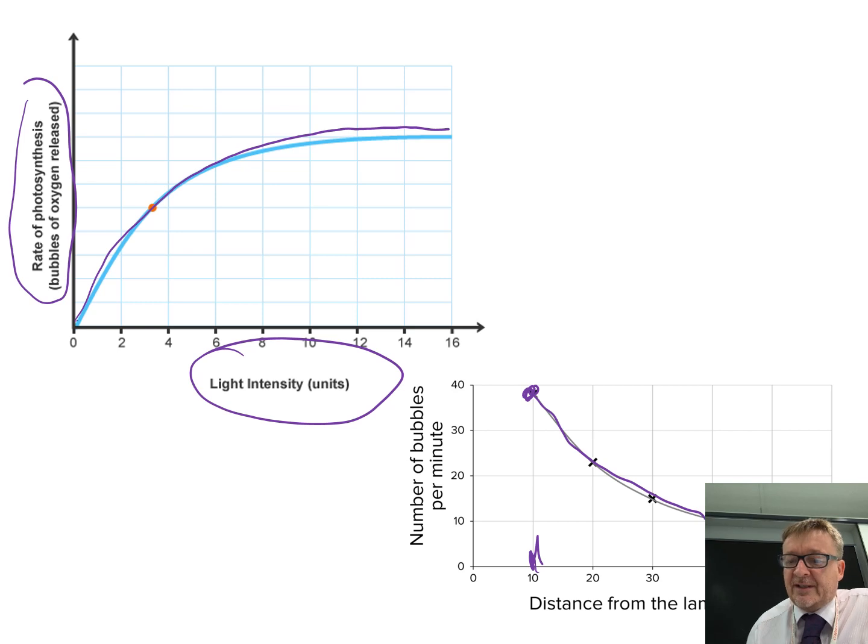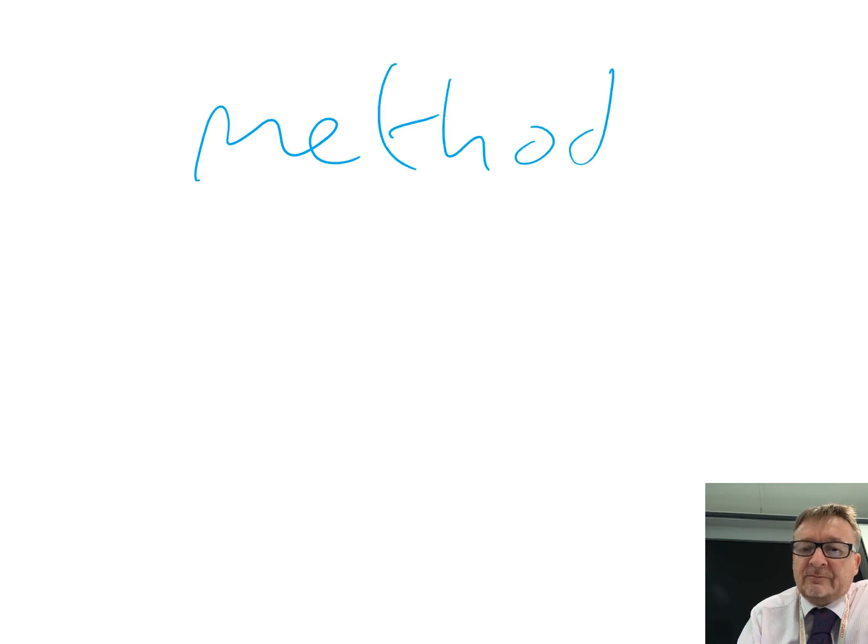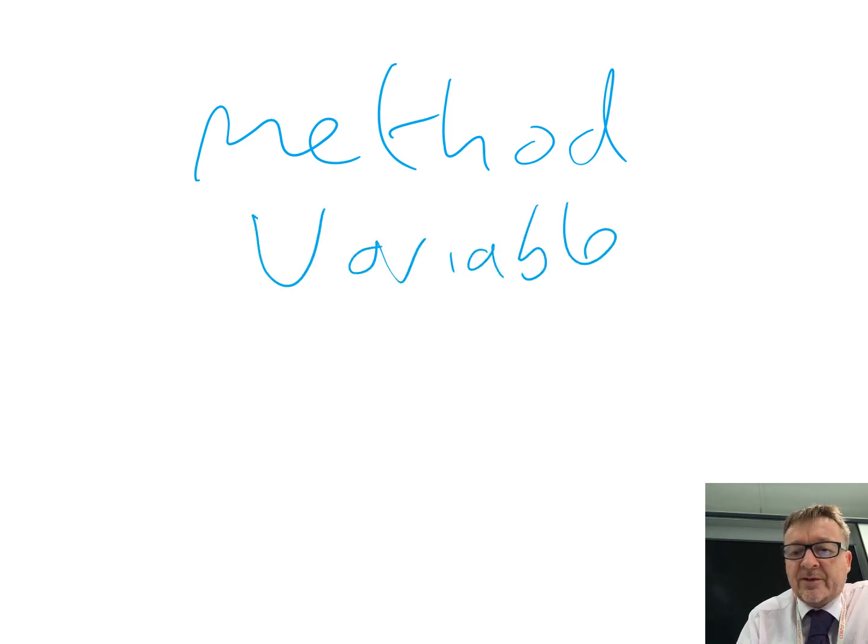Now, that practical, if we're being completely and utterly realistic about it, really isn't a very good one that works. But you've got to kind of go along with it. You need to know the method, so you've got to be able to talk about the method, and you've got to be able to talk about the variables. It's one of those typical ones which is like a traditional write-up of a science experiment.